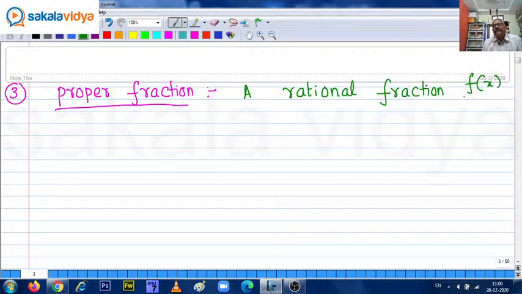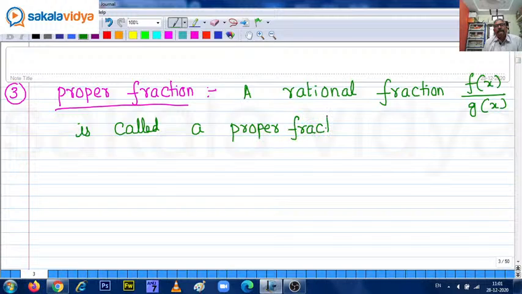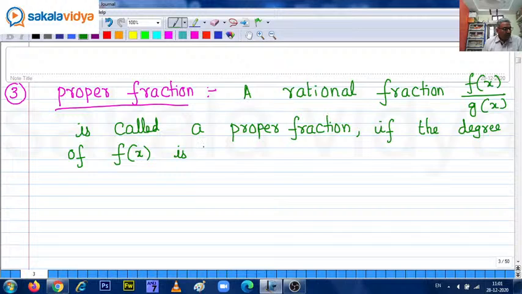f of x by g of x, f of x upon g of x, is called a proper fraction if the degree of f of x is less than the degree of g of x.